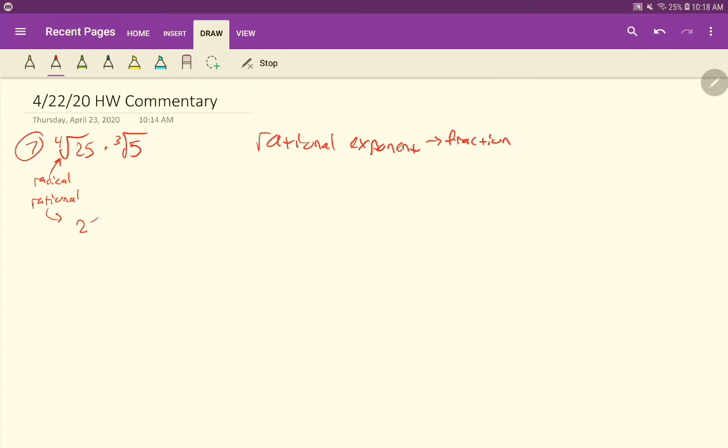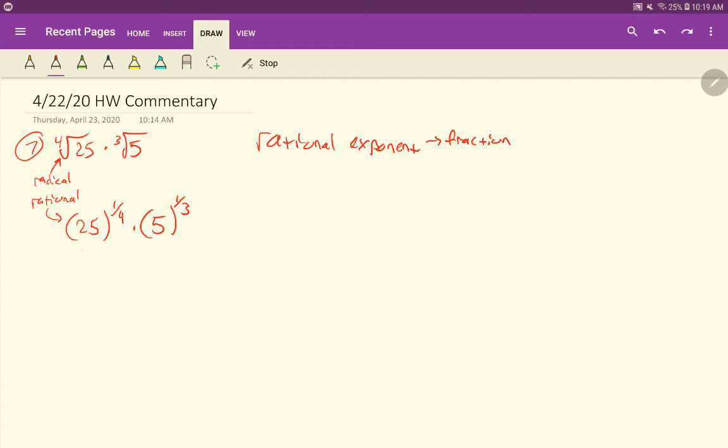exponent would be 25 raised to the 1/4 power, because the fourth root becomes the 1/4 exponent there. Likewise, this 5 we're taking the cube root of, it's 5 to the 1/3 power. And so that is converting from the radical to the rational. So we start with radicals and we convert to these rational exponents, rational fractions.